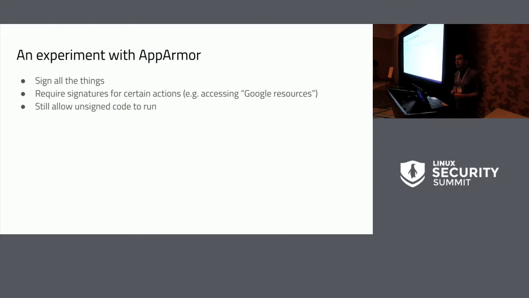So this talk is about an experiment that we are piloting at Google internally with AppArmor. The basic idea is to sign all the things that come from our centralized repo. Then we have some sort of policy around those signatures. So if you're a binary and you're trying to access a Google credential, you should clearly be from our central repository, otherwise you wouldn't even know where that Google credential should be. So this will allow us to block access to Google resources from things that aren't Google.